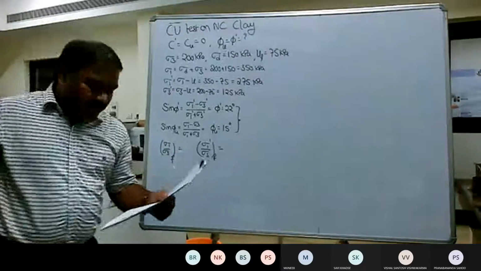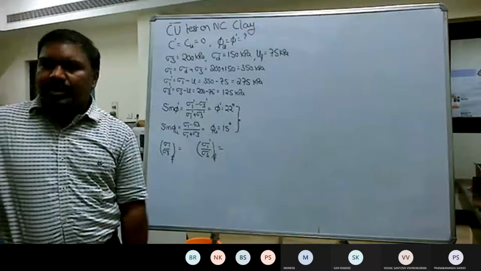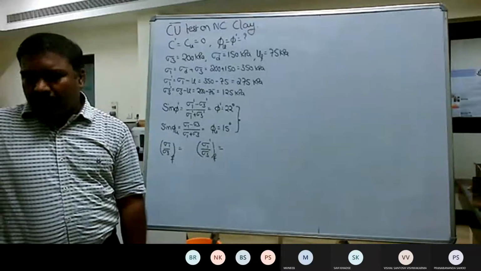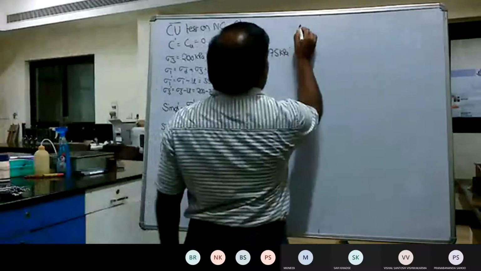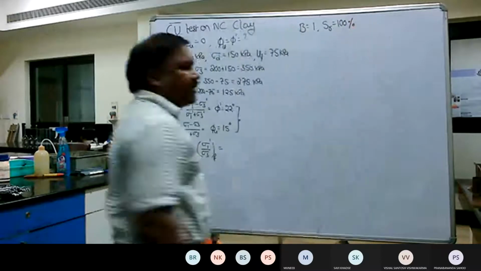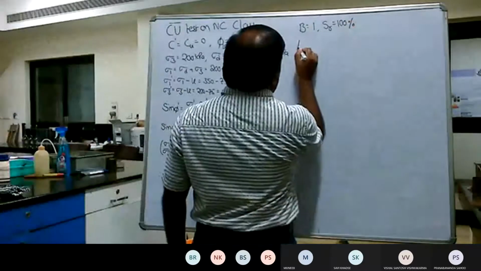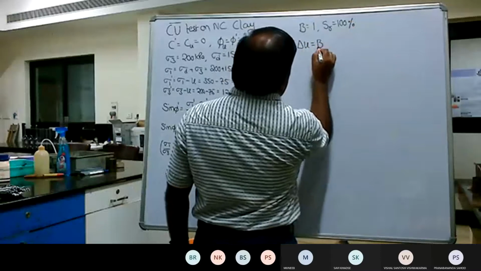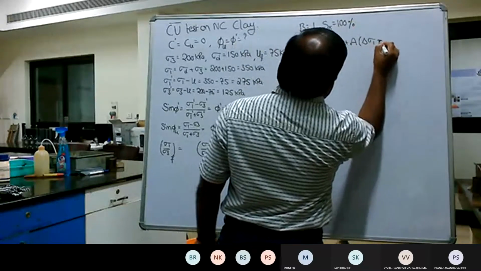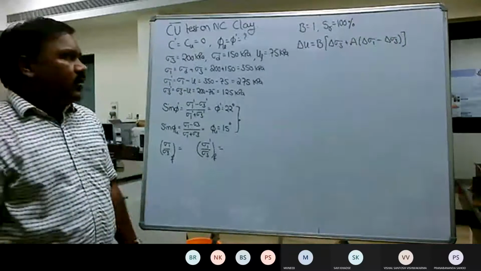Here, the sample is fully saturated. Although it is consolidated, that is up to a certain extent. There is some decrement in the water content, but you are still maintaining the degree of saturation of unity. So B is equal to 1, as you are maintaining S_r of 100%. Your delta U, the net pore water pressure, is nothing but B into delta sigma 3 plus A into delta sigma 1 minus delta sigma 3. So this is the equation.